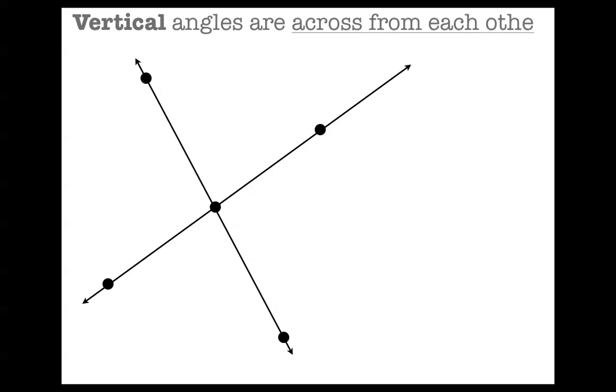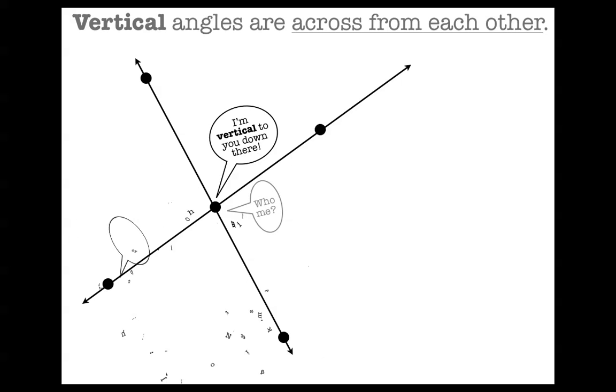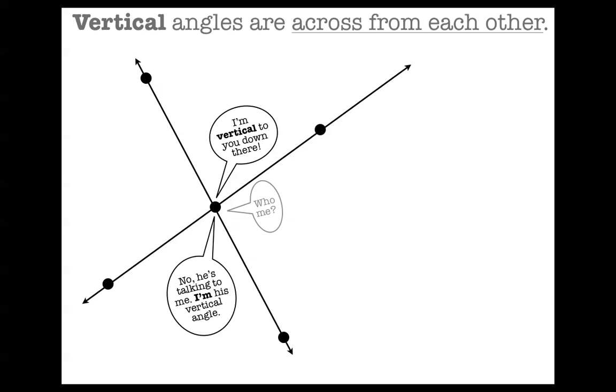All right, not all angles are adjacent, but if you made a crisscross of two lines like this, you would have some angles that are next to each other and some that are across from each other. Vertical angles are the ones that aren't next to each other, they're across from each other. All right, you see what I mean by across from each other?